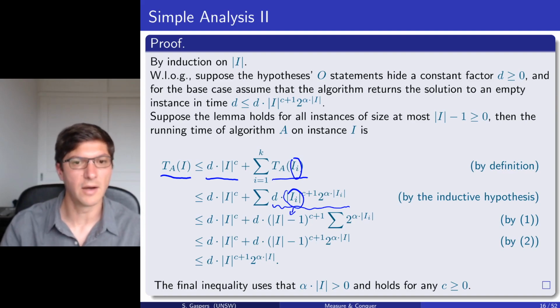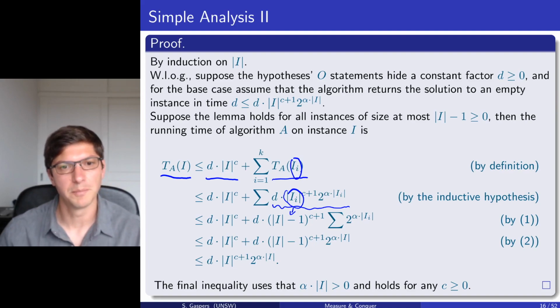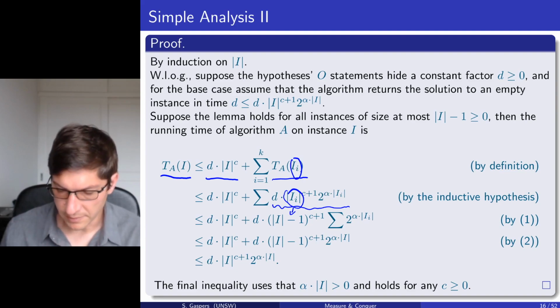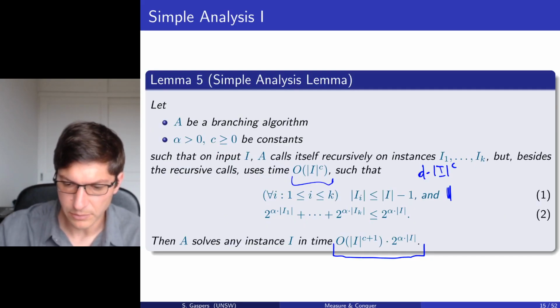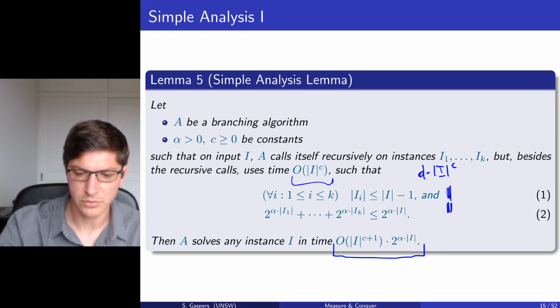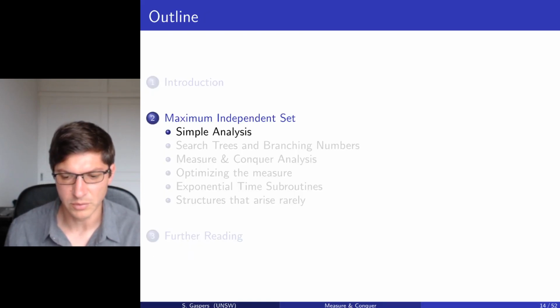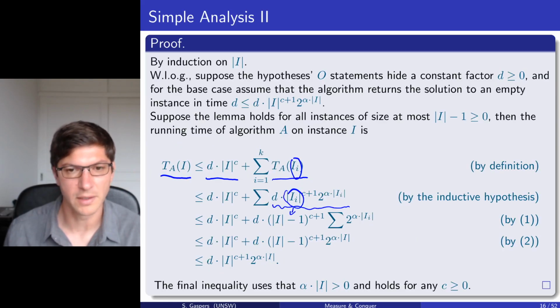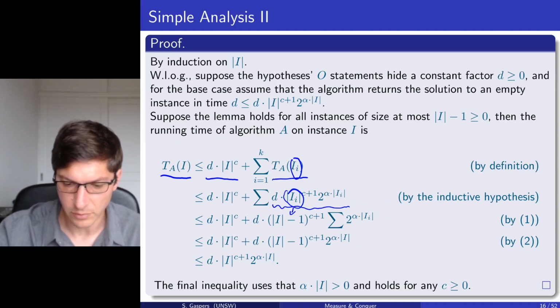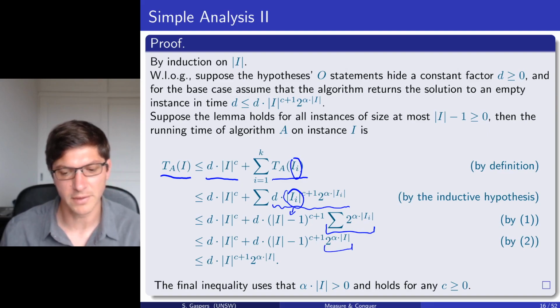And now we can take this out of the sum. We can also take the d out of the sum. Okay, and the next thing we do is we use the second constraint here, namely that the sum of 2 to the power alpha times the ii's is at most 2 to the power alpha times the cardinality of I. So we replace this sum here by 2 to the power alpha times the size of I.